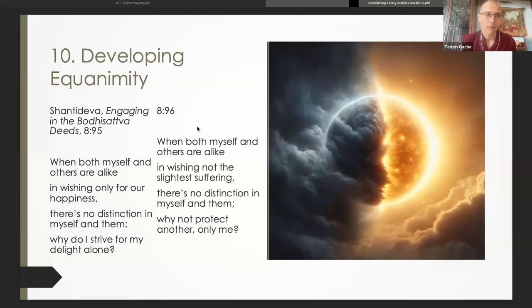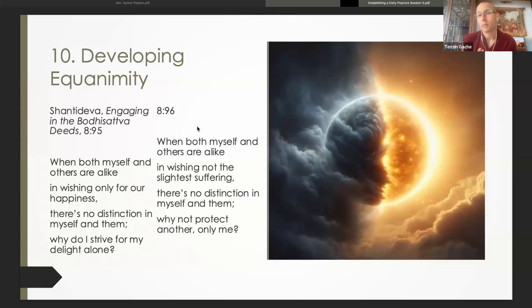Again, from Shantideva: when both myself and others are alike in wishing only for our happiness, there's no distinction between myself and them. Why do I strive for my delight alone? When both myself and others are alike in wishing not the slightest suffering, there's no distinction between myself and them. Why not protect another, and only me? So he's asking why. What is the reason behind it?